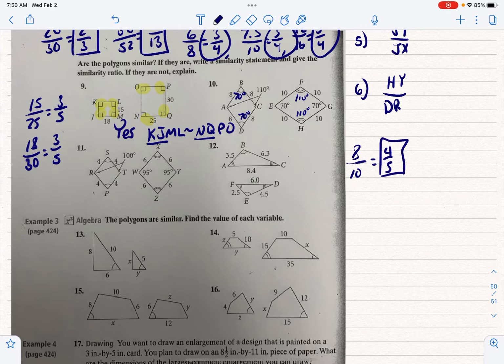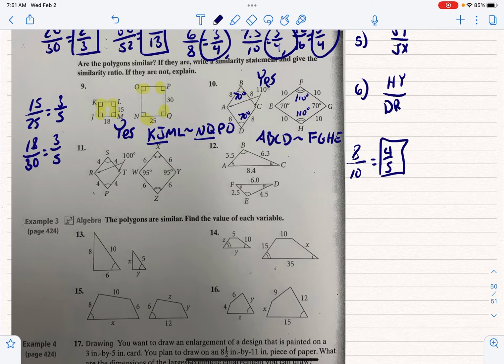So we've got congruent corresponding angles, and then 8 is to 10, which we reduce to 4/5, but that's the ratio of all of the sides. And so the answer is, once again, yes. Those are similar. So I could say that ABCD is similar to, now I started at one of the obtuse angles, so I can say FGHE. Okay? All right, next one.